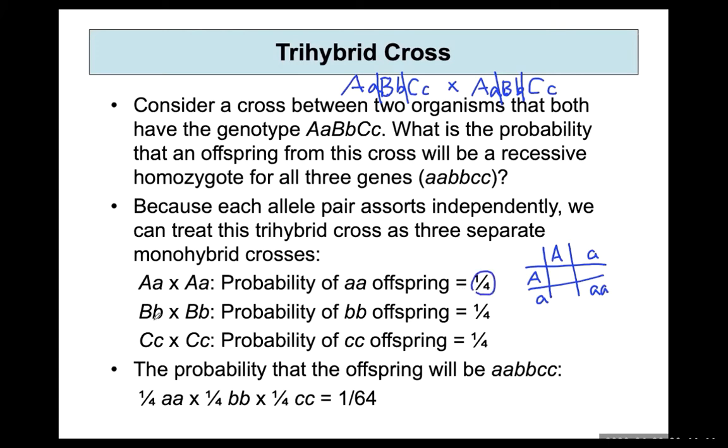In the same way, large B, small b crossed with large B, small b, the probability of a small b offspring will also be 1/4. Same thing, a small c offspring will occur 1/4. So the probability that the offspring will be small a, small b, small c is going to be, you multiply all these probabilities. Therefore, the answer is 1/64.